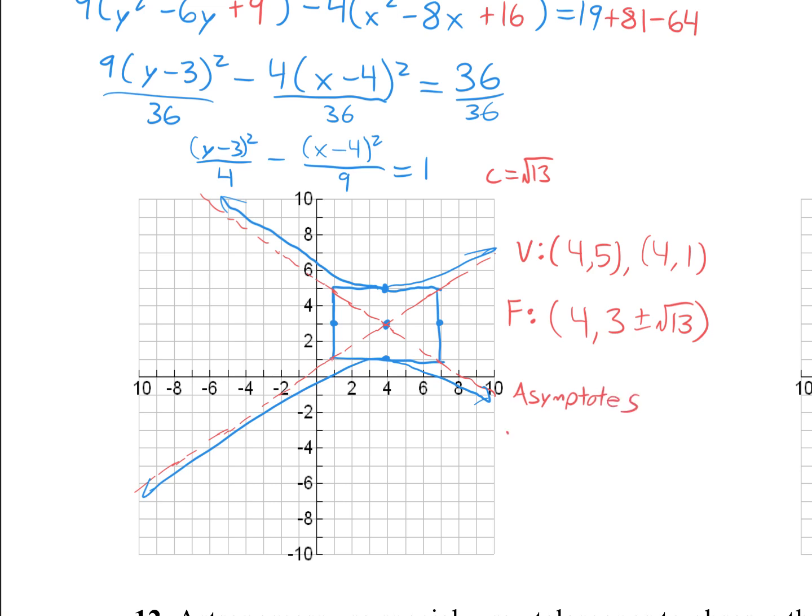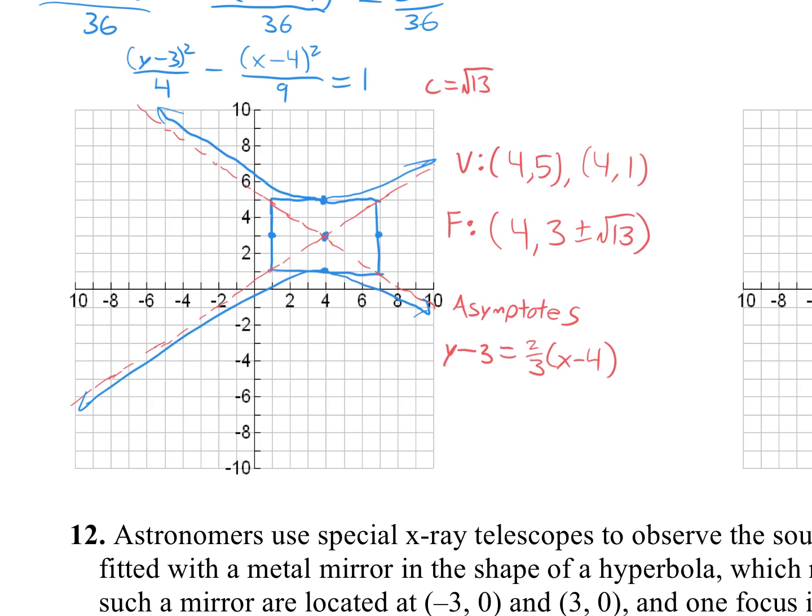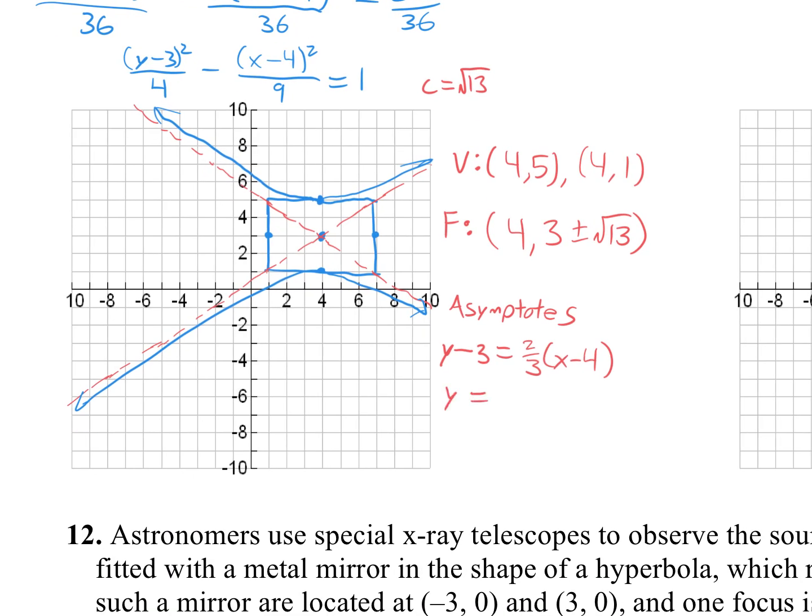I'm going to do point slope, y minus, right, y1 is 3, so y minus 3 equals, and then the slope of the asymptotes was 2/3, and then x minus 4. Right, simplifying that one, we get y equals 2/3 x minus 8/3, but then we add 3 to that. So negative 8/3 plus 3 is plus 1/3.